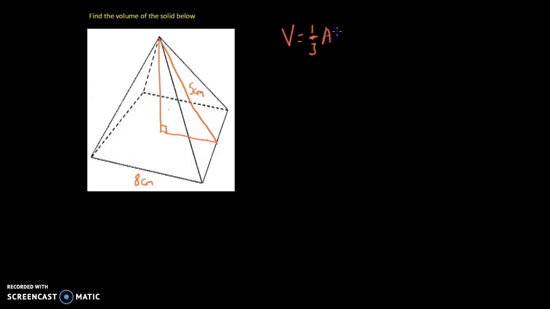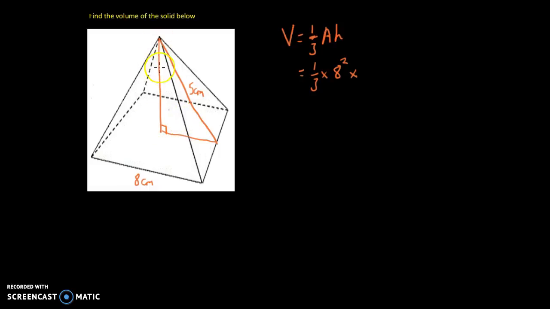So the formula for any pyramid actually is the volume is a third area of the base multiplied by the height. So in this case we've got a third multiplied by the area of the base. It's square based, so it must be 8 multiplied by 8, because it's a square. So a third multiplied by 8 squared, and then we don't have the height, so we're going to somehow have to work out the height from the information we've got.